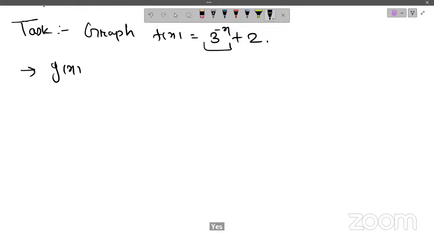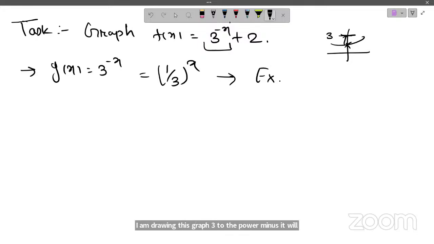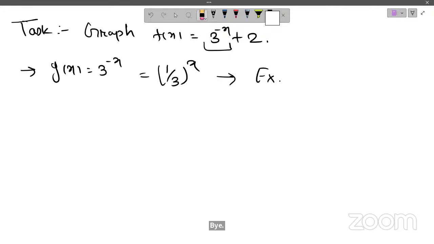Suppose we consider g(x) equals 3 to the power minus x. If I am drawing this graph, it will itself cut at 1, so then 2 units upward will become 3. So we don't have to bother about whatever the x values are. Just draw the graph and shift it 1 unit, 2 units or whatever c units is given to us.